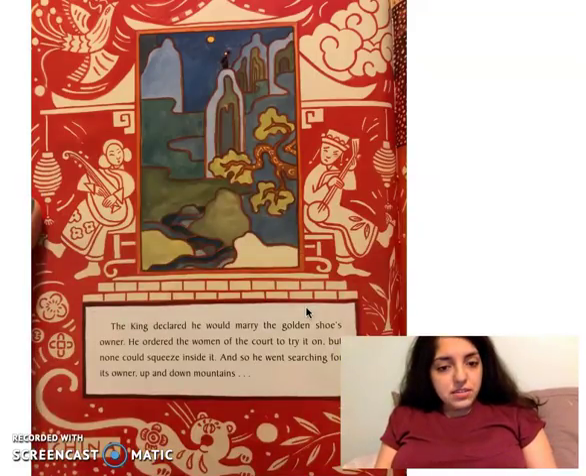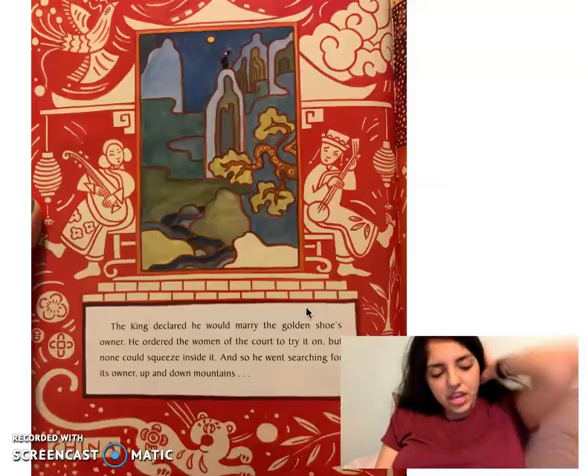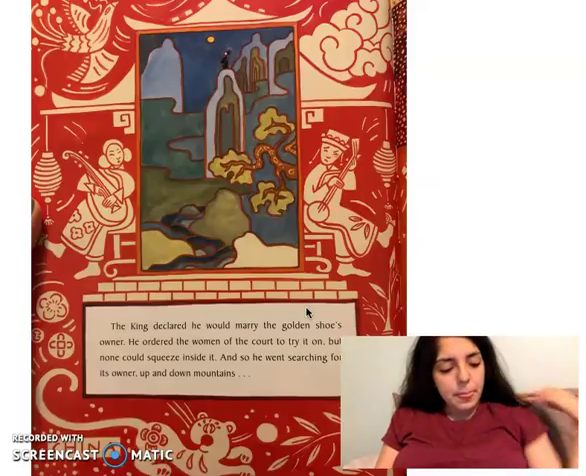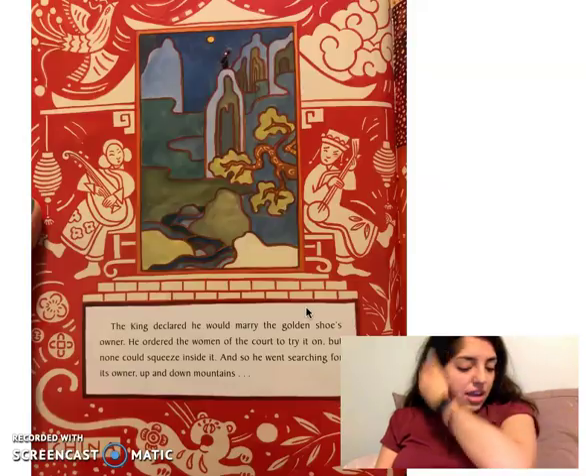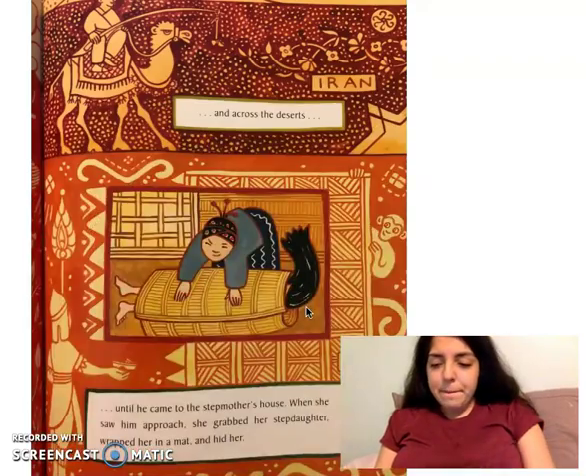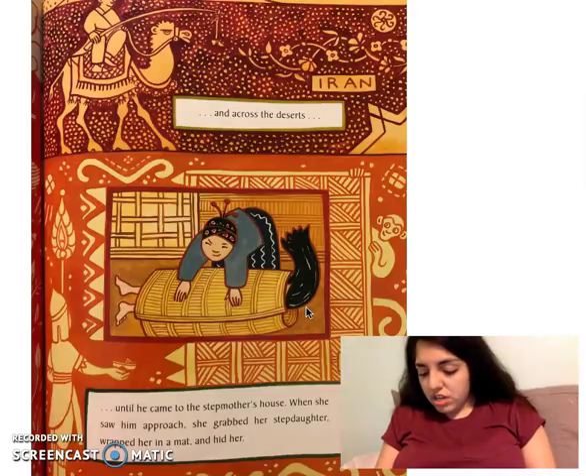The king declared he would marry the golden shoe's owner. He ordered the women of the court to try it on, but none could squeeze inside. And so he went searching for its owner, up and down mountains and across deserts, until he came into his stepmother's house, where she saw him approach.